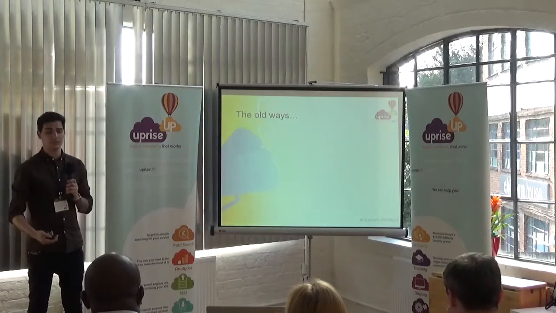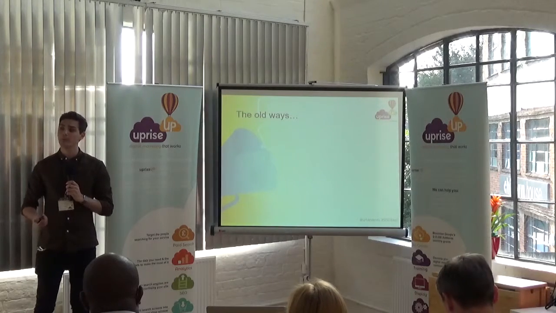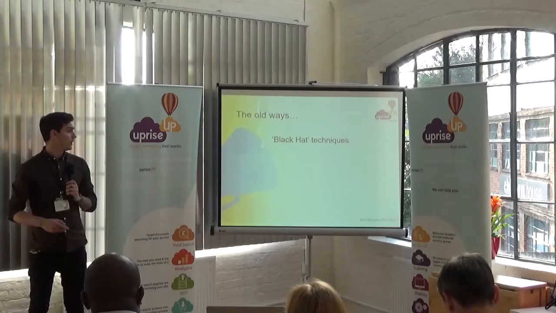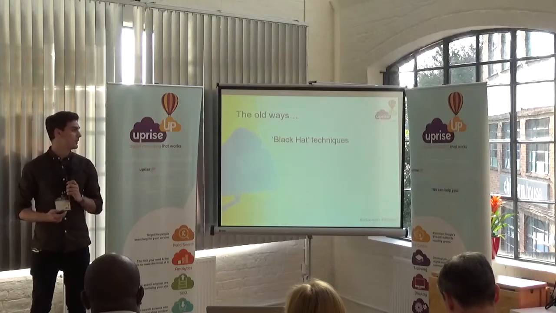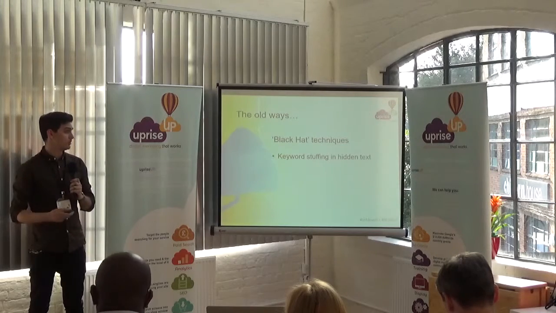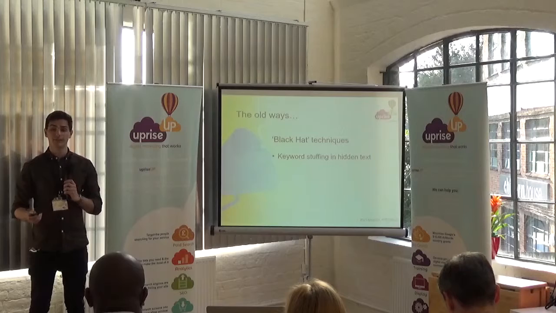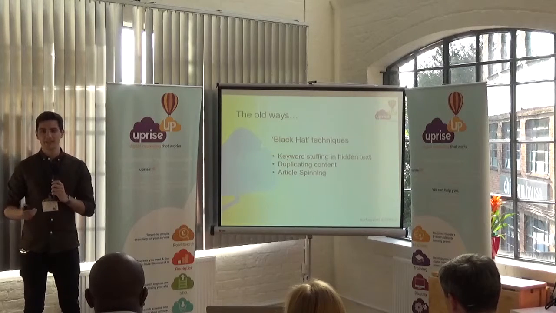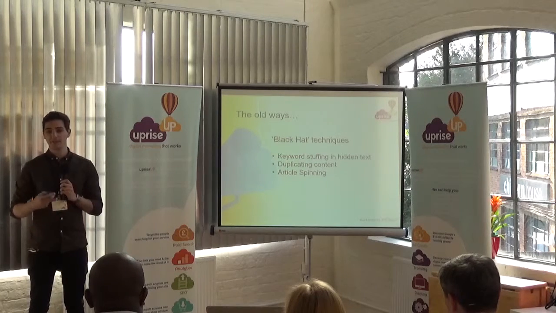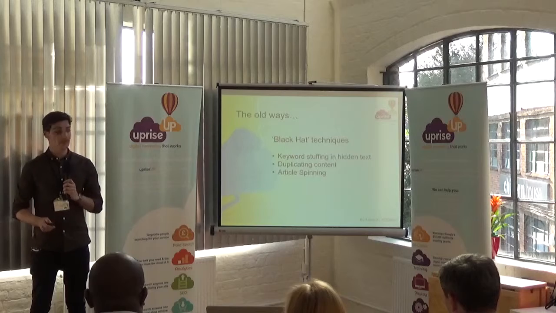So in the old ways, what sort of malpractice were people using and implementing? A lot of techniques were known as black hat techniques, and these are what go against Google's terms of service. So some examples that we'll go into a bit more detail are keyword stuffing, duplicating content, and article spinning. Again, there are many more different techniques that were used that Google sees as malpractice, but these are some of the main ones that apply to content.